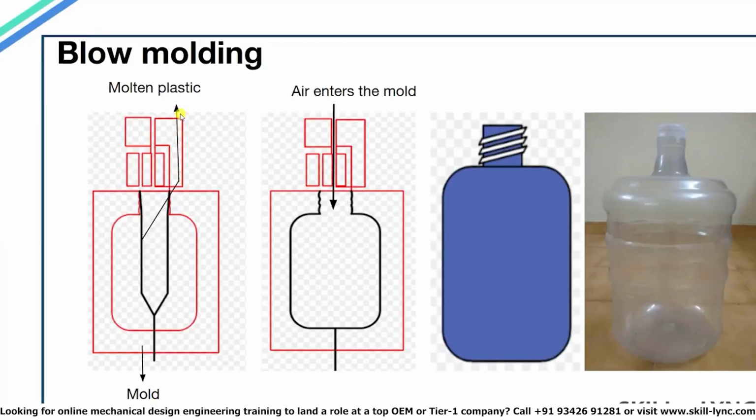Blow molding. For the blow molding process, a molten tube of plastic is extruded from the machine and placed into the mold. The pressurized gas is blown into the tube and the plastic captures the profile of the mold. Water containers and large drums are some of the parts that are made using the blow molding process.